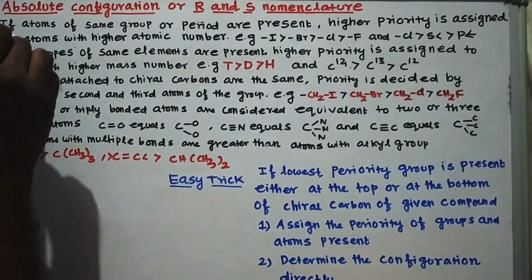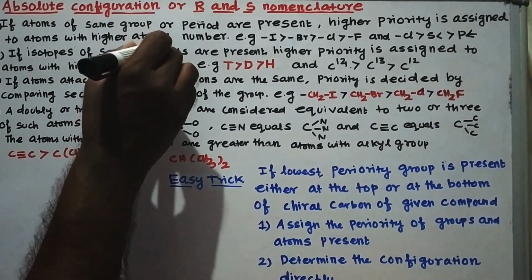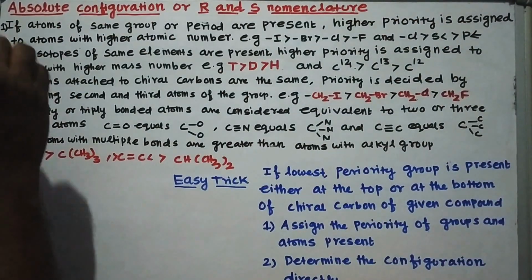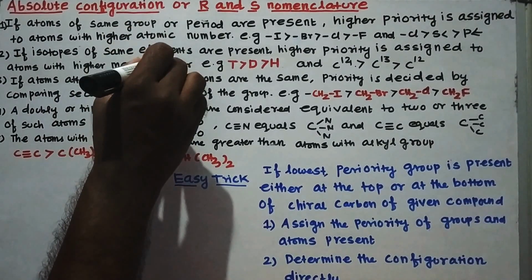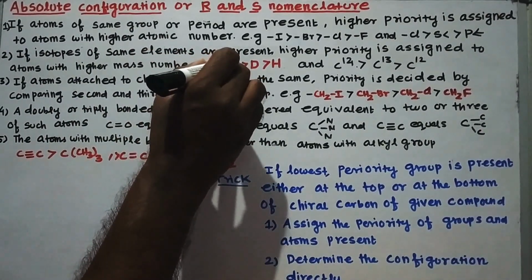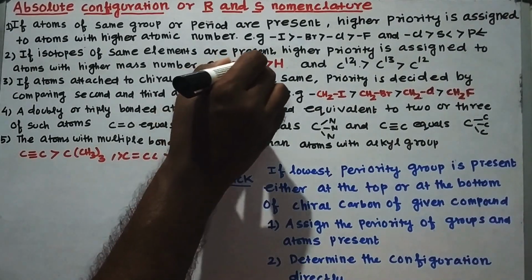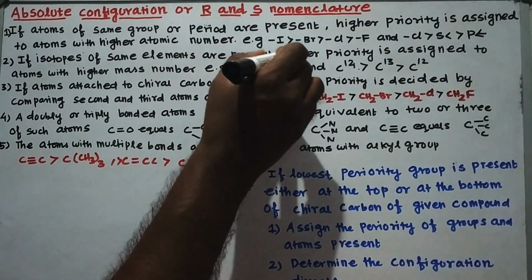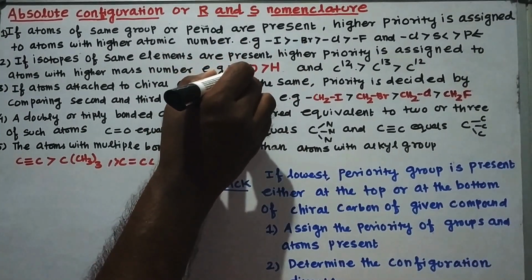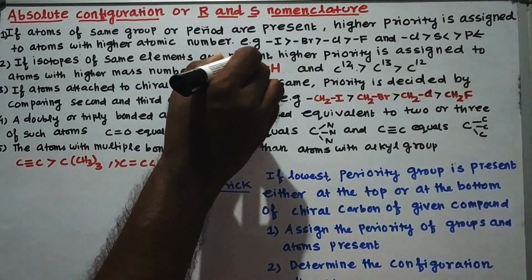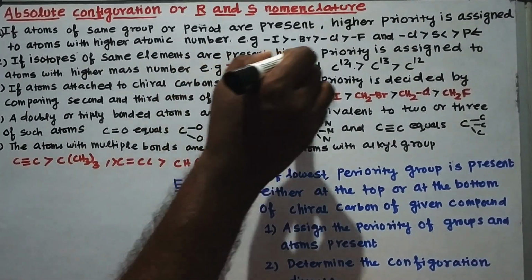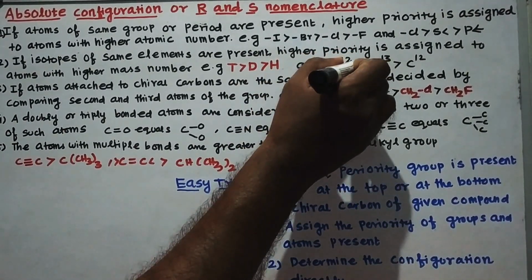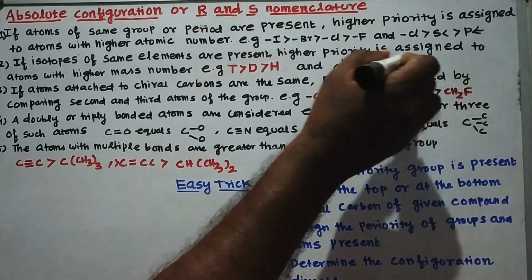Point number 2: if isotopes of the same element are present, higher priority is assigned to atoms with higher mass number. For example, tritium is greater than deuterium, deuterium is greater than protium. These are the isotopes of hydrogen. Therefore, tritium has the higher mass number, so priority always goes to tritium. And if isotopes of carbon are present, C14 is greater than C13, greater than C12.